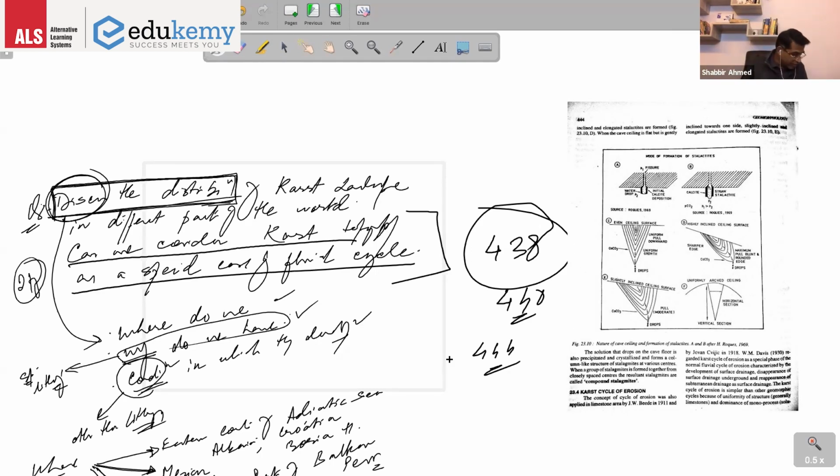Karst cycle of erosion. It says so. The concept of karst cycle was applied in limestone area by J.W. Beede and by Jovan Cvijic. And W. Davis regarded the karst cycle of erosion as a special case of normal fluvial cycle of erosion characterized by development of surface drainage, disappearance of surface drainage, and reappearance of subterranean drainage as surface drainage.